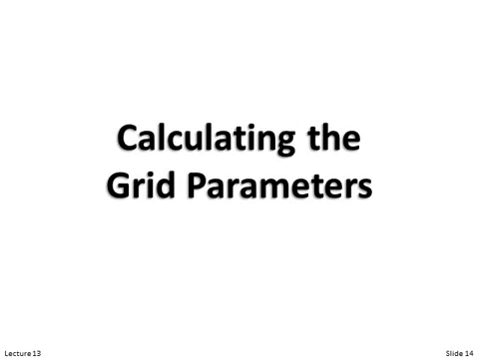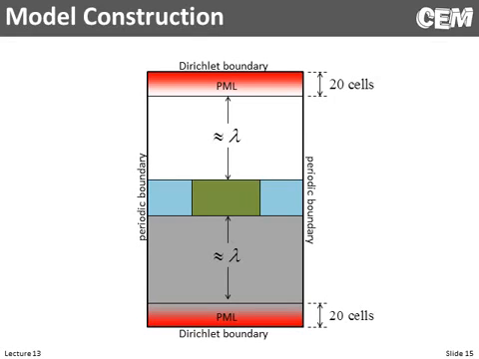Okay, so we finished the 2x grid thing, and now we sort of want to go backwards a little bit and figure out how to calculate these grid parameters. How many points do we need? What resolution do we need? So here we go. Here is the overall grid strategy.